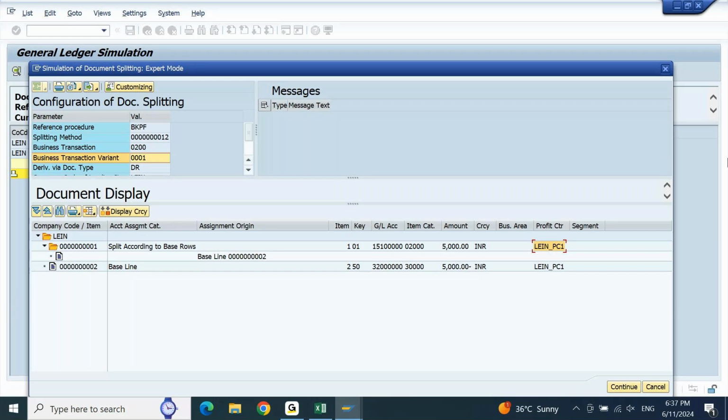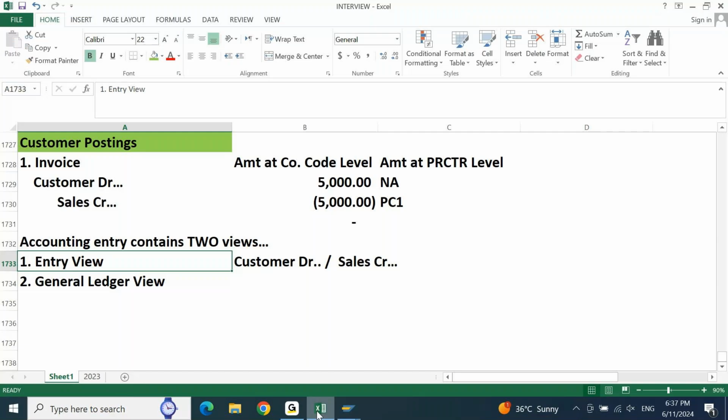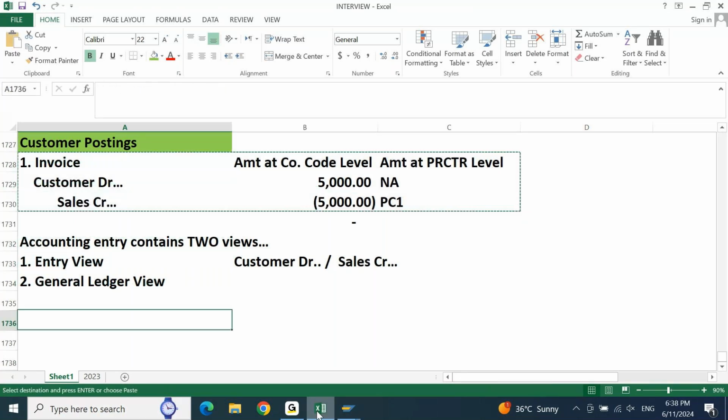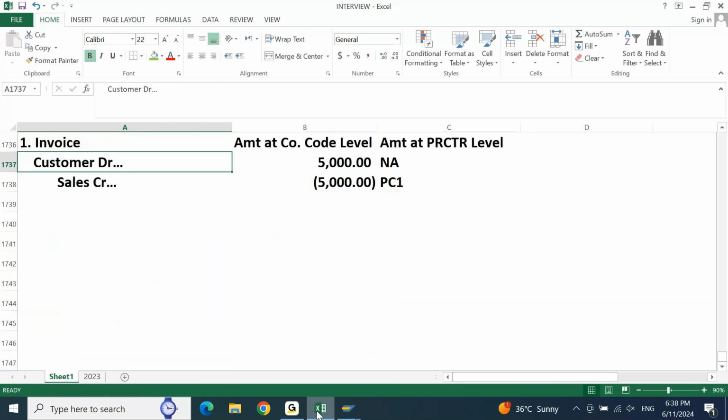While posting the invoice, how do I know that there are more than 2 line items? For example, I'll put the same accounting entry here. Don't focus on what I'm writing, just try to understand what entries I'm writing. I'll put a second one.